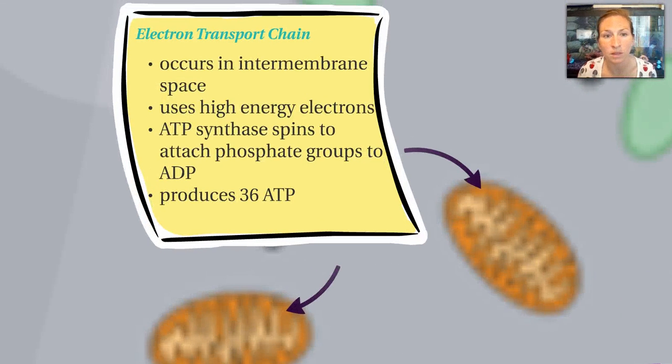And now we hop over to the electron transport chain, the last and final stage of cellular respiration, which occurs in the inner membrane space. So the bun of the hot dog, if you will. And those high energy electrons are basically used to power ATP synthase, which is an enzyme, and that spins, and when it spins, it attaches phosphate groups to ADP, which we know when we attach a phosphate group to ADP, we form ATP. Specifically, 36 ATP are produced through this final stage.